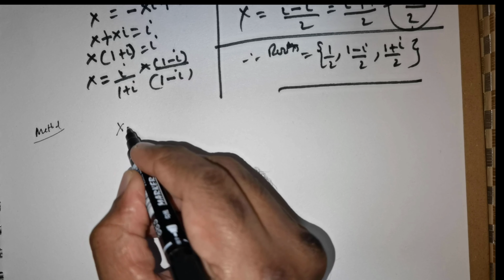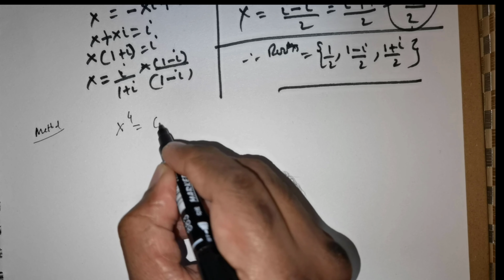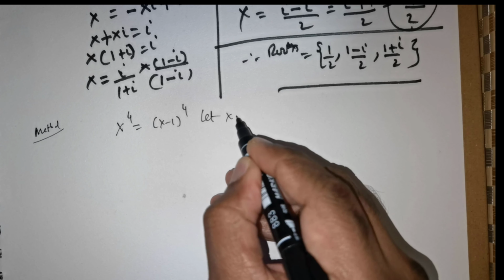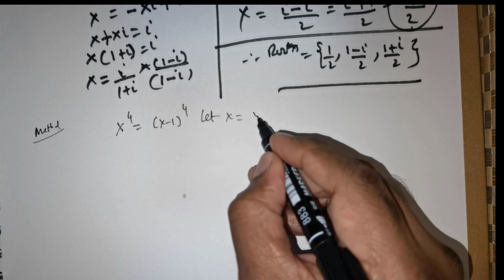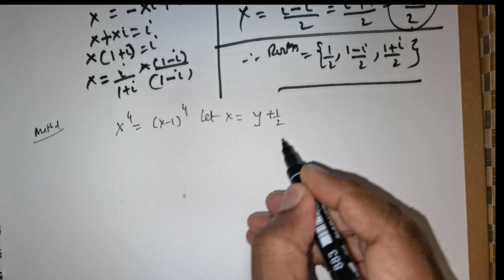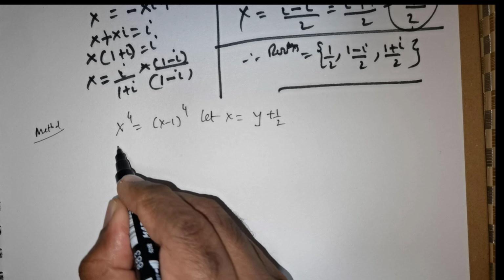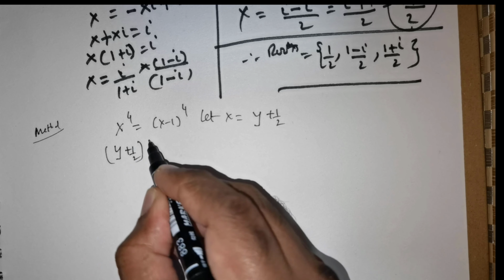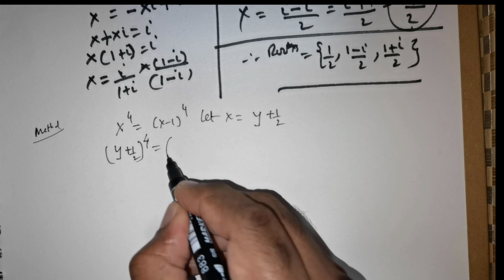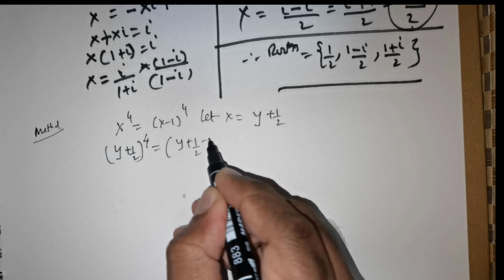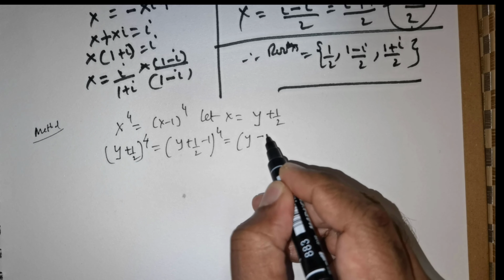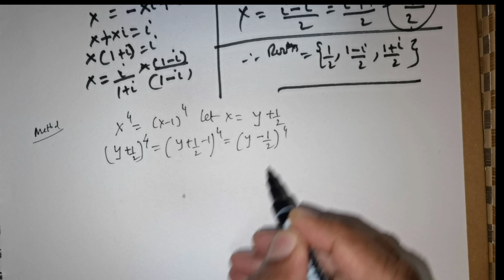Now we have been given this question: x raised to the power of 4 is equal to (x minus 1) raised to the power of 4. What I wish to do, I would like to take x is equal to, say, some y plus 1 over 2. I substitute it here, so this is going to be (y plus 1 over 2) raised to the power of 4 is equal to (y plus 1 over 2 minus 1) raised to the power of 4. This is going to be (y minus 1 over 2) raised to the power of 4.